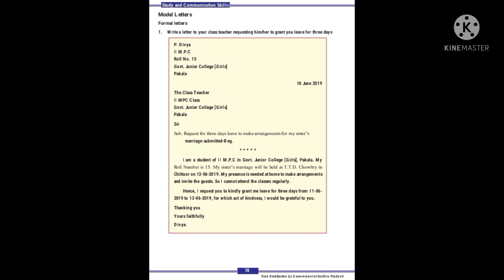Okay? I hope you all understood the definition of letter, introduction of letter, classification of letter, format of the letter, and parts of a letter.